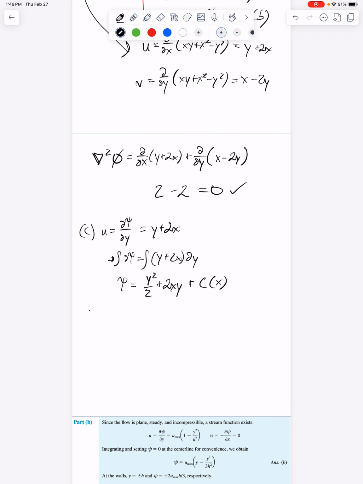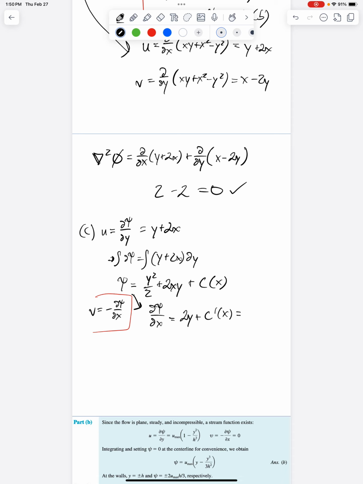So we know that v is equal to negative partial derivative of psi with respect to x. Therefore, I'm going to derive psi with respect to x. First term, y squared over 2, that's going to be 0. Second term, 2xy, derived with respect to x, gives me 2y, plus c prime of x, and this is equal to negative y.